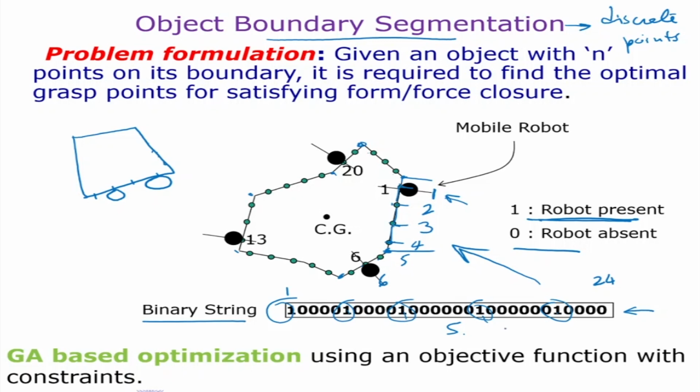Okay, and which position is also clear, because I'm going to number them like this clockwise. So this is 1, this is 1 2 3 4 5 6, the next one is 6, so it is on 6. So by looking at the number of the bit, I also know exactly where the robot is present. Okay, so this is how I'm going to do my object boundary segmentation, and basically what we're going to play with is this binary string.